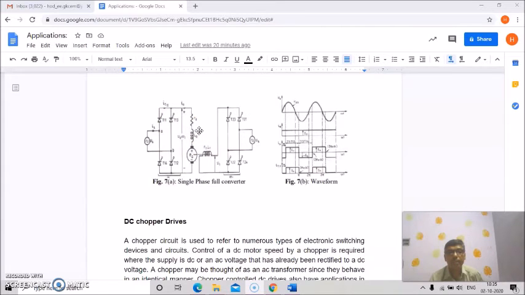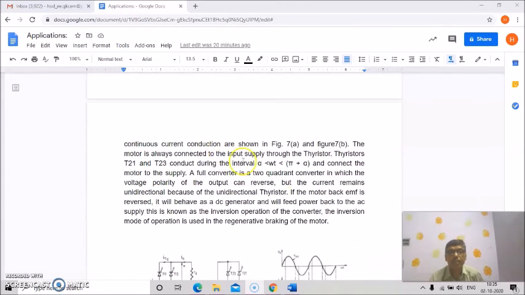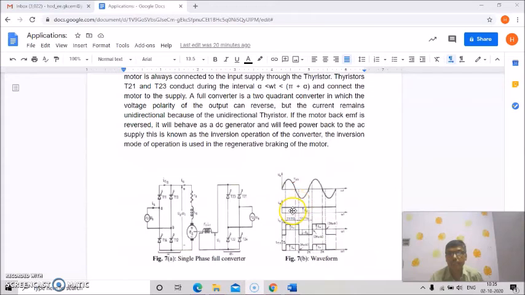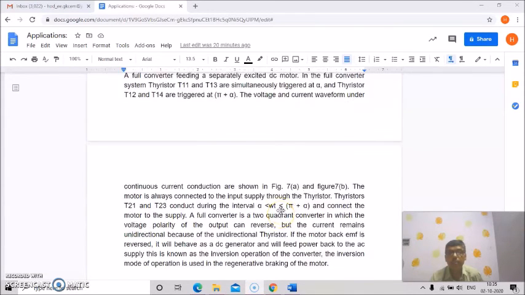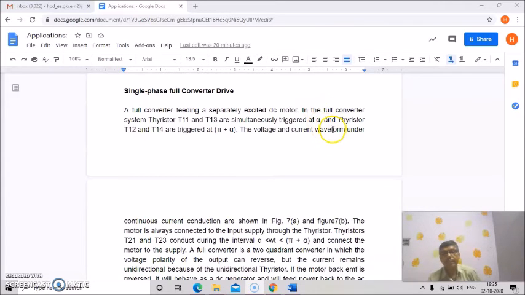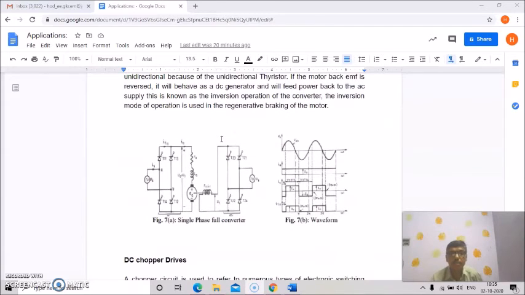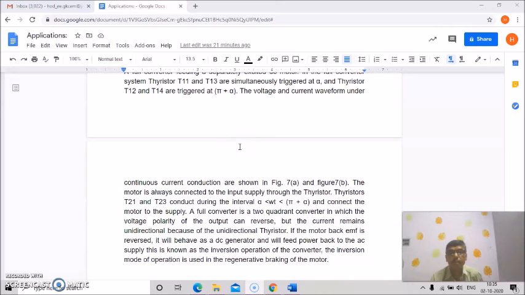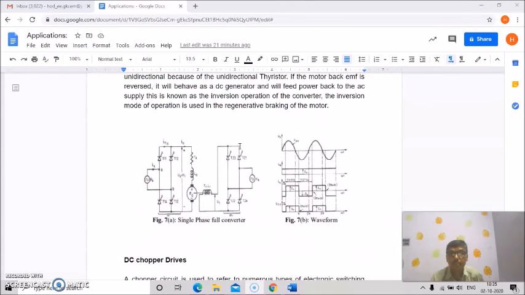This is triggered at a delay angle alpha. Clear? So this is the firing angle, and then thyristors T12 and T14 are triggered at pi plus alpha. These two, T12 and T14, are triggered at delay angle pi plus alpha.